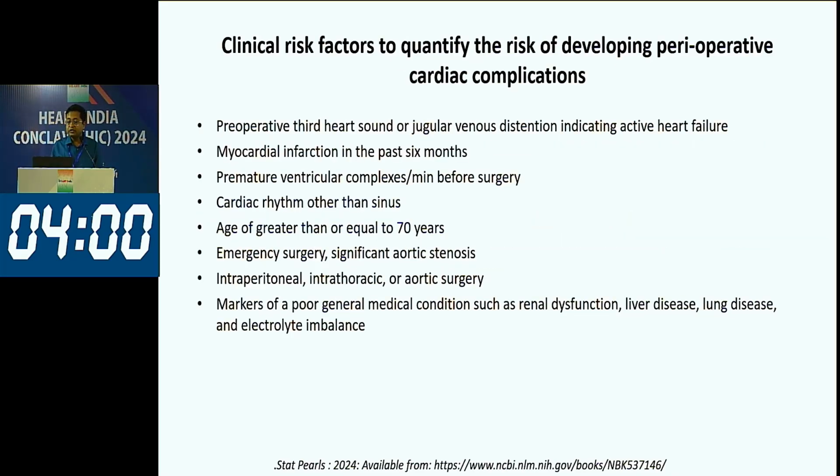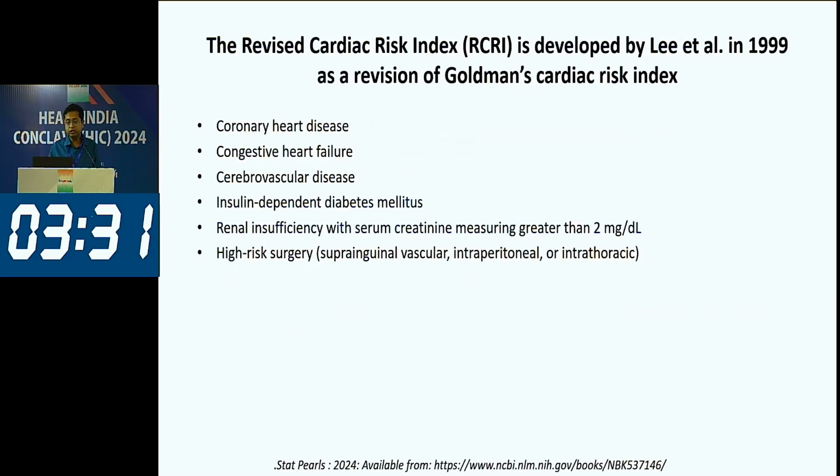Other things which are taken into consideration are preoperative third heart sound or increased JVP, within 6 months of myocardial infarction, premature ventricular complexes on the ECG, cardiac rhythm other than sinus, age more than 70, emergency surgeries, significant aortic stenosis, and peritoneal, intrathoracic and aortic surgeries, and markers of poor general medical condition of the patient like renal dysfunction, liver dysfunction, and dyselectrolytemia.